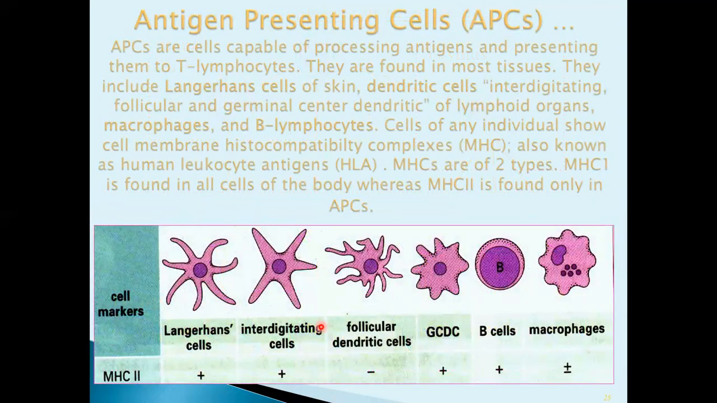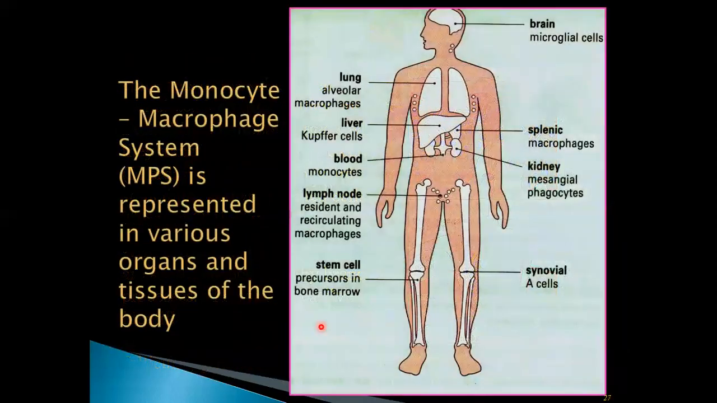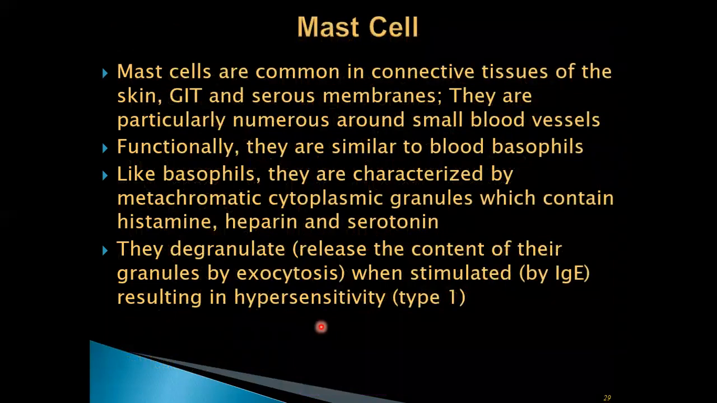This is in detail we have done yesterday. It's the repetition of that: how the antigen presenting cells function. I told you, you can go through it, you can read it. The monocyte macrophage system we have done in detail. Now the mast cells, the last cell.